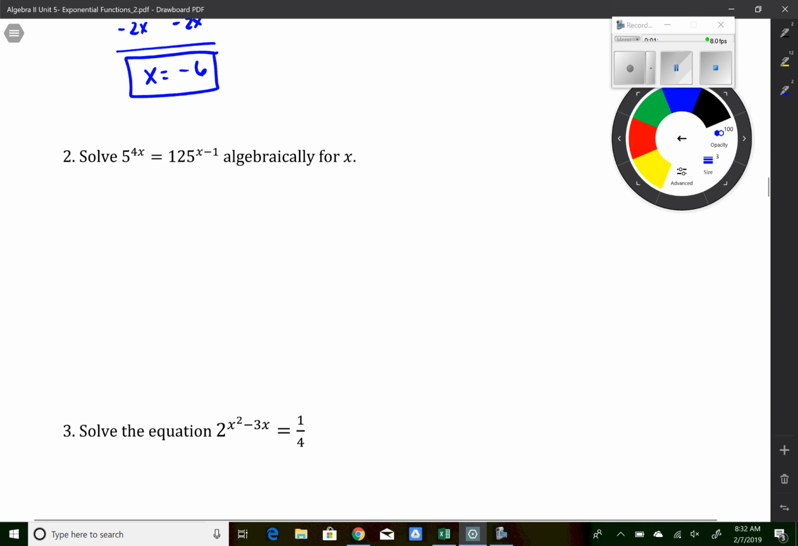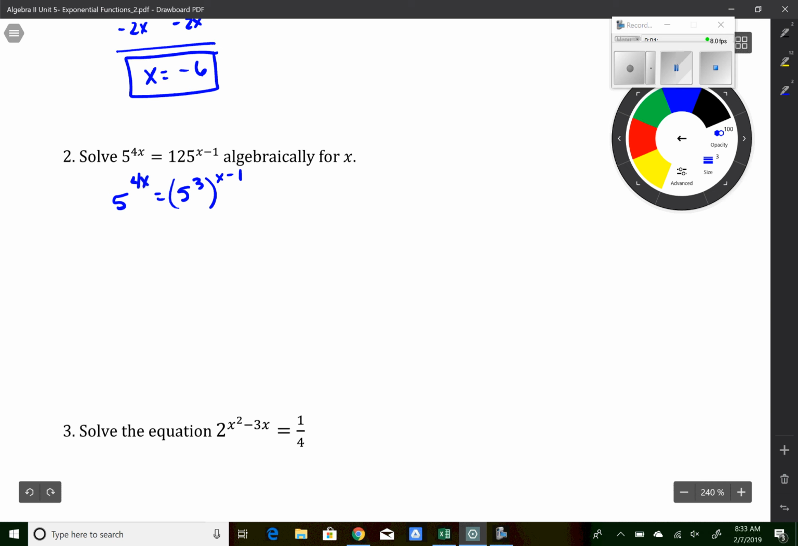Let's take a look at the next one. 5 is already as small as it can get, but 125, I can change that. So we're going to leave 5 to the 4x. And I'm going to change 125 to 5 cubed, all to the x minus 1. Bases are the same, therefore the exponents must be the same. And in math, when two things are the same, we set them equal to each other. Subtract 3x, and we get x equals -3.